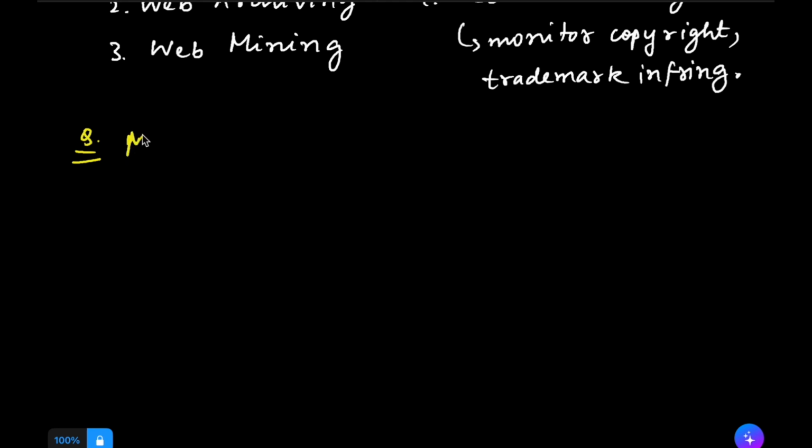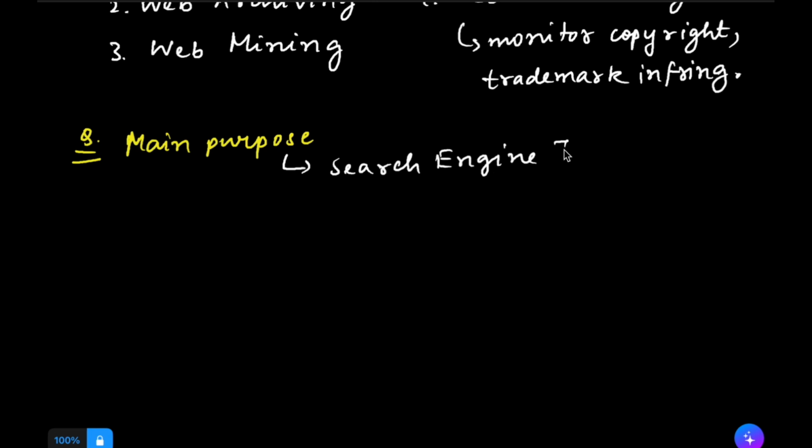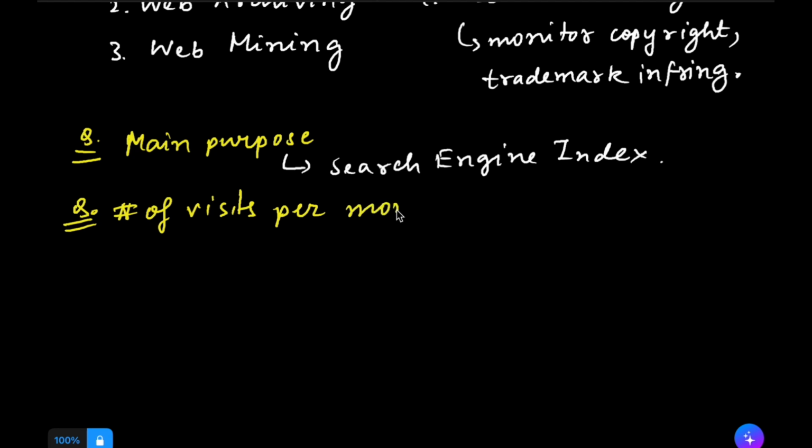What is the main purpose? We have seen various purposes above, like web mining, search engine index, web archiving, web monitoring, and various other purposes. So what is the main purpose we are building this web crawler for? Let's say we are doing it for the search engine index. The next question is, how many pages does the web crawler visit per month? Number of visits per month, let's say it's 1 billion pages per month.